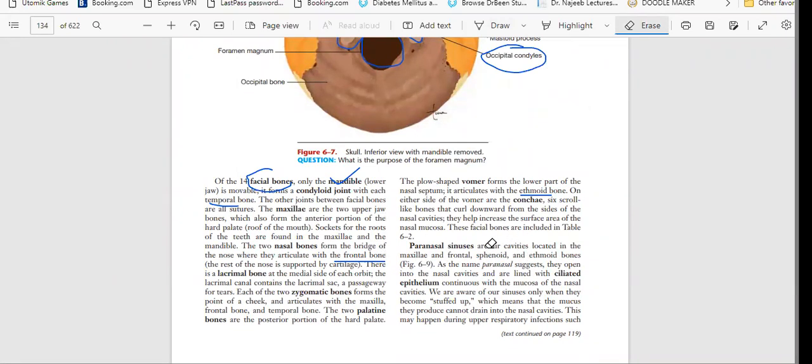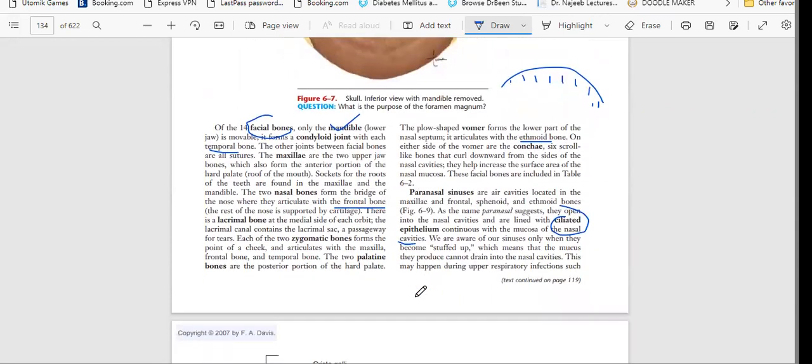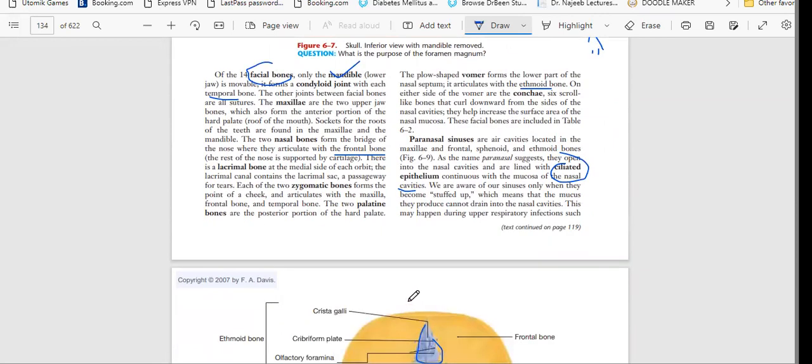So these are the sinuses which are present in the frontal area, maxilla area, sphenoid area, ethmoid area. Okay, so these are lined with ciliated epithelium. This lining is made of ciliated epithelium, and it is continuous with the mucus membrane of the nasal cavity. So from the nasal cavity to the sinuses, we have ciliated epithelium throughout.